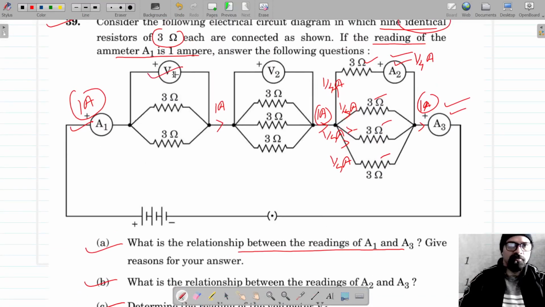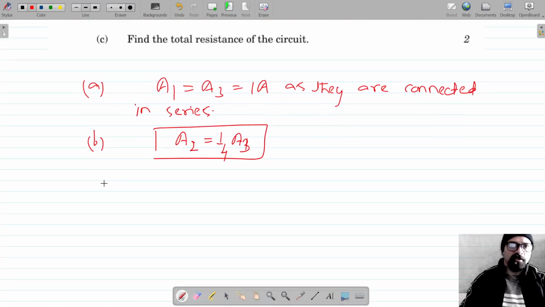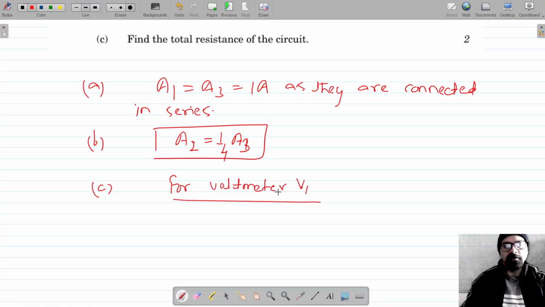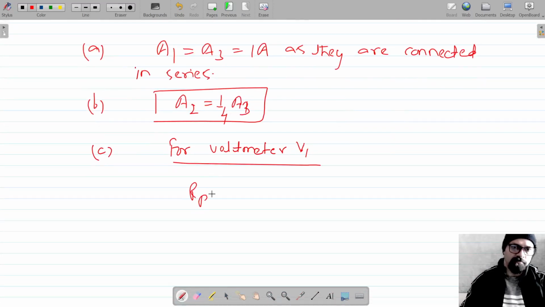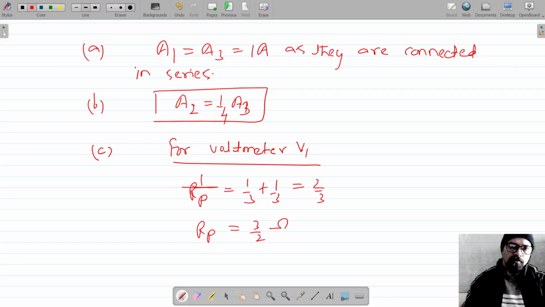Where is voltmeter V1? V1 is connected across these two resistances, which are in parallel. So the resistance here will be Rp. That is 1 by Rp equal to 1 by 3 plus 1 by 3, which is equal to 2 by 3. So Rp is 3 by 2 ohm.